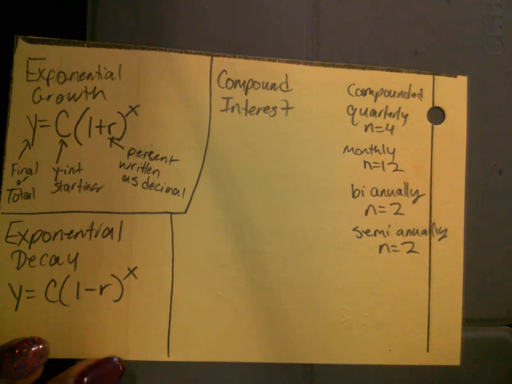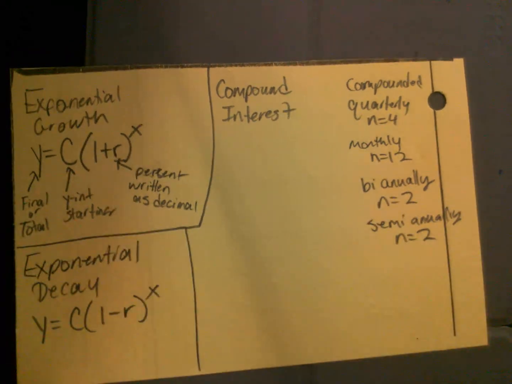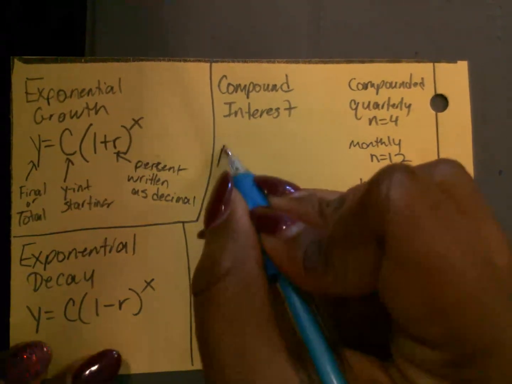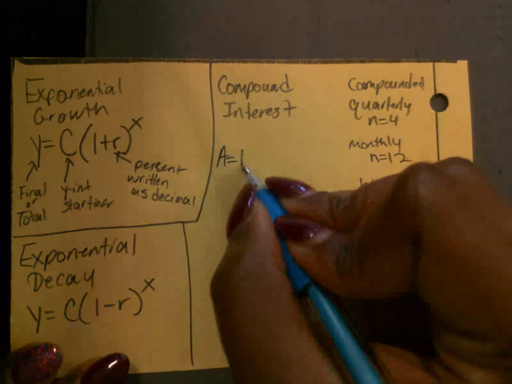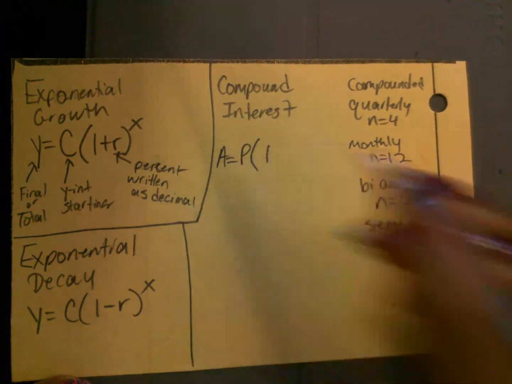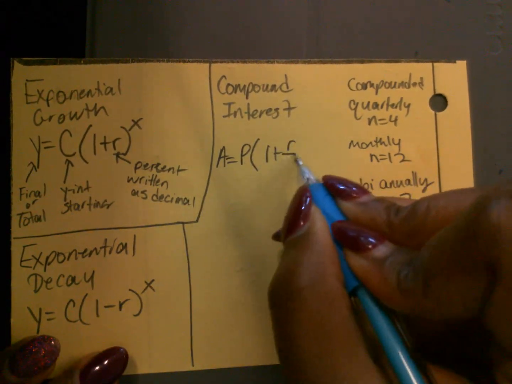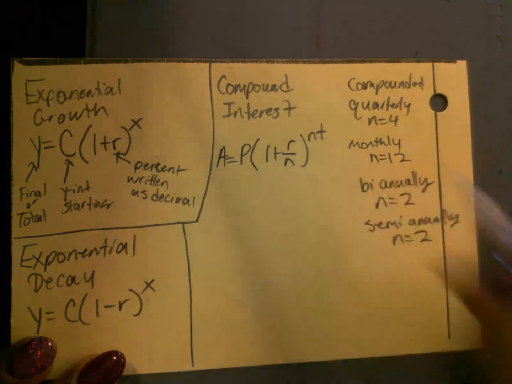I think that's it. So what's the formula? A is equal to P times the quantity 1 plus r divided by n, raised to the nt power. Excellent job.